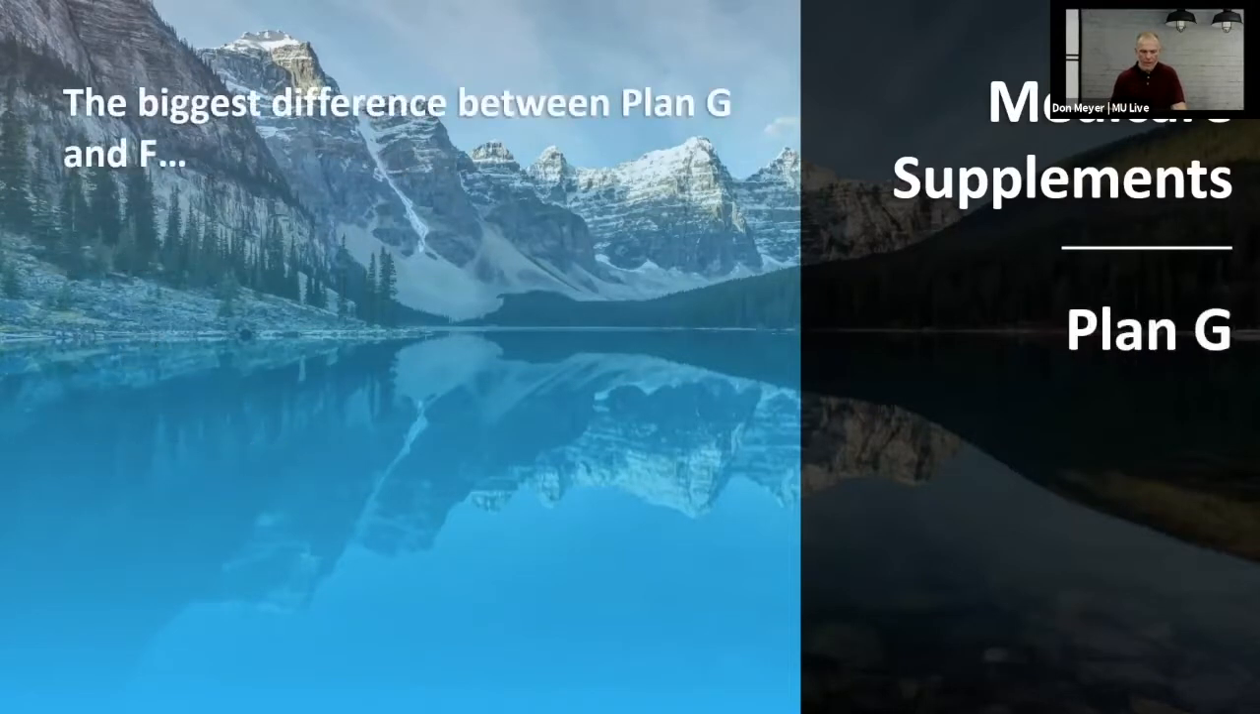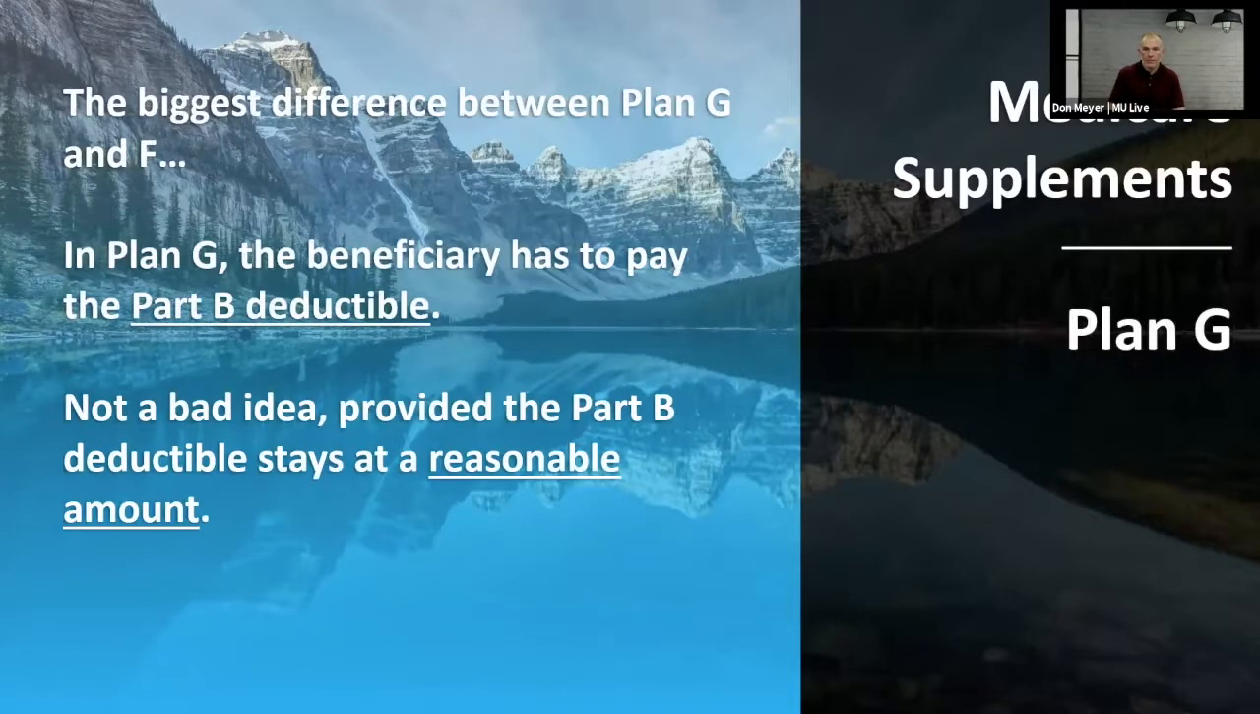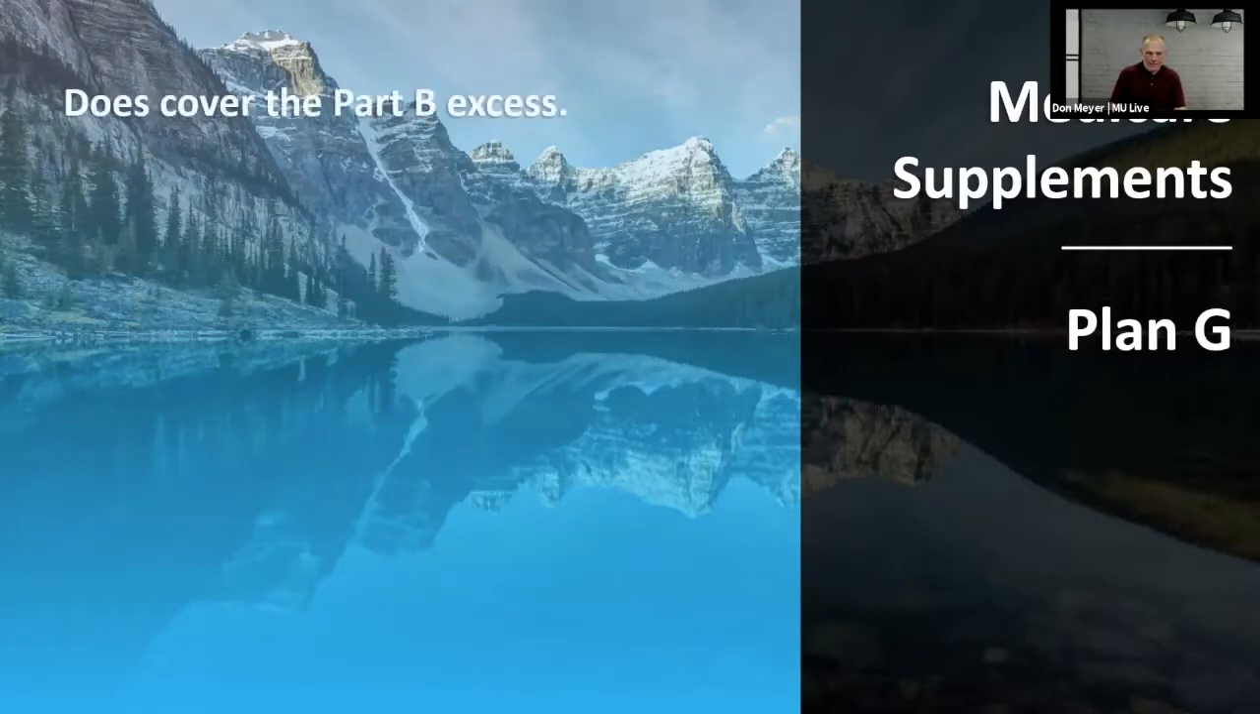All right. So let's talk about the biggest difference between Plan G and Plan F. In Plan G, the beneficiary has to pay the Part B deductible. So Plan G is a very good plan, all right? And that's really not a bad idea for people to get it, provided the Part B deductible stays at a reasonable amount. That's the key, all right? Now, it does cover the Part B excess. So that little line that's in your workbook, just ignore that. It does cover the Part B excess.